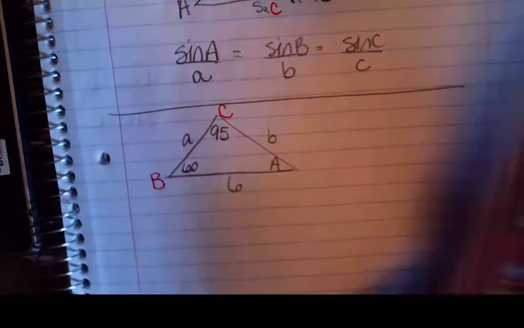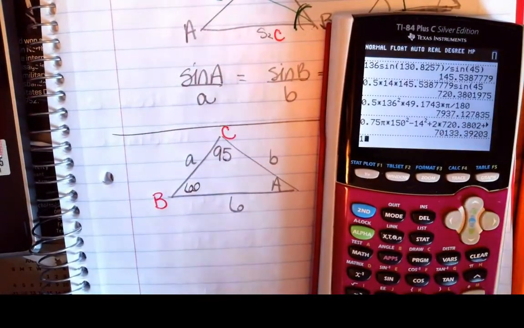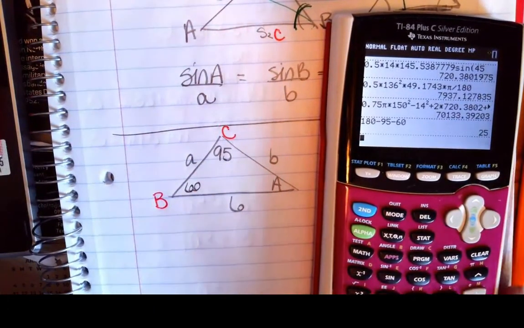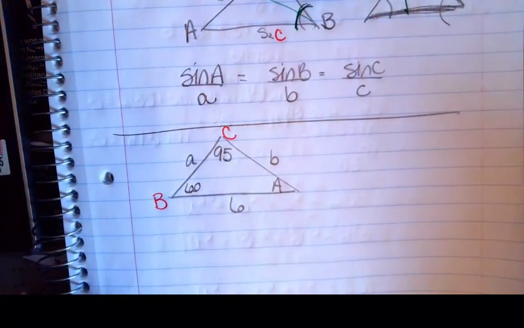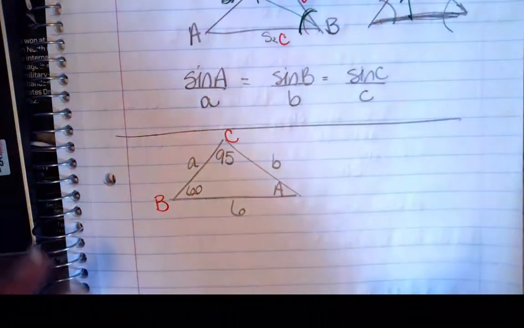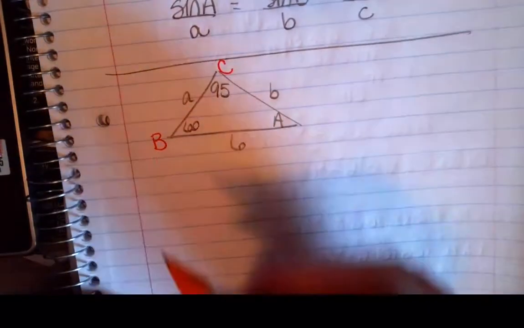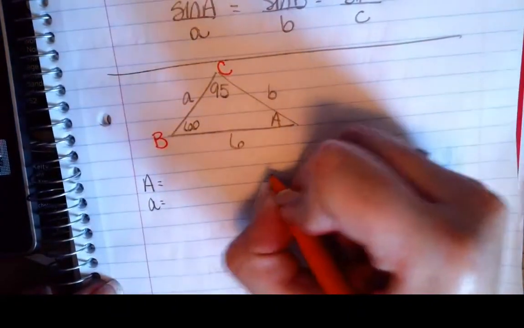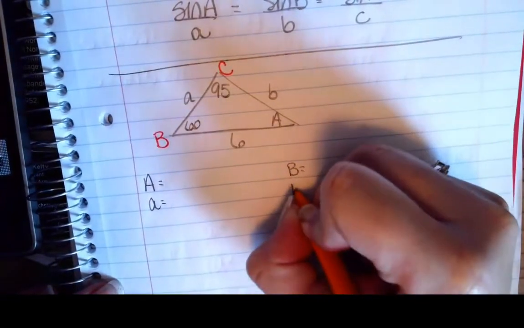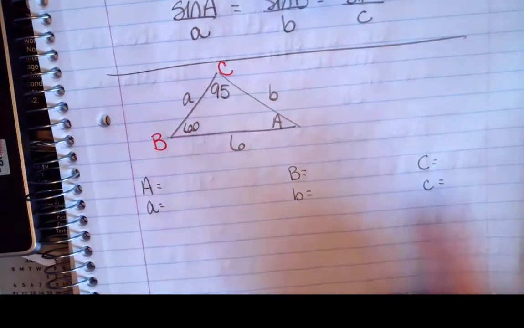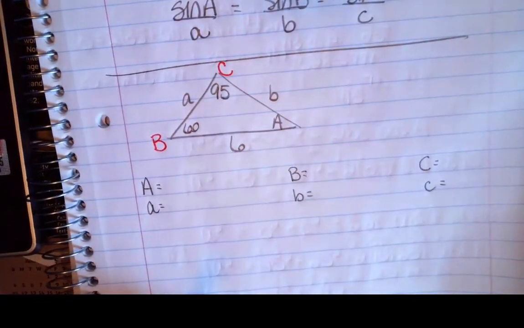So the first thing that we're going to do is find that missing angle. So I've got 180 minus 95 minus 60, and that's going to give me 25 degrees. So I know that A is 25 degrees. Now, the way I'm going to organize this throughout these couple sections is I'm going to have big A and little a. I'm going to have big B and little b. And I'm going to have big C and little c. So having all three angles and all three sides means that my triangle is complete.